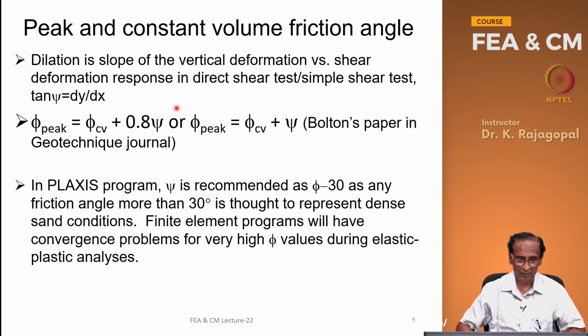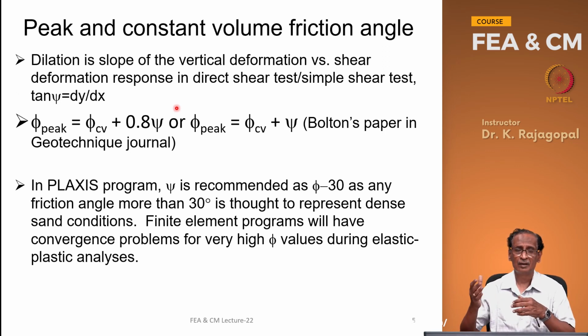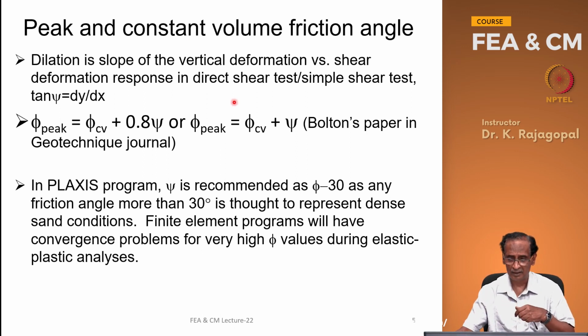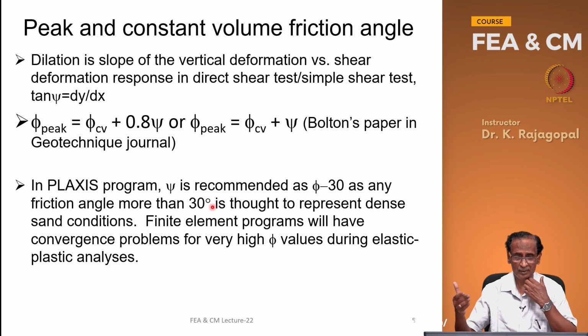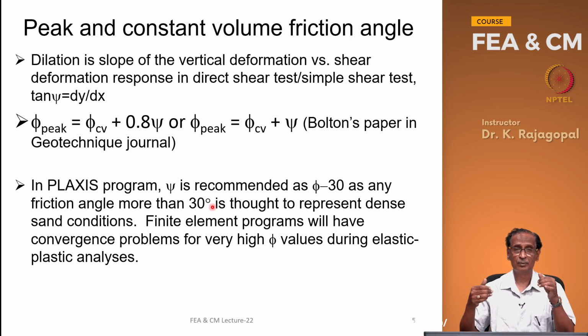And in the Plaxis program, there is a thumb rule given that the dilation angle, if you have not measured it from the laboratory tests, could be taken as phi minus 30, assuming that about 30 degrees we can think of as the starting point of any dense sand, and any angle beyond 30 degrees we can take as a dilation angle. So, if your friction angle is 35 degrees, your dilation angle could be 5 degrees.